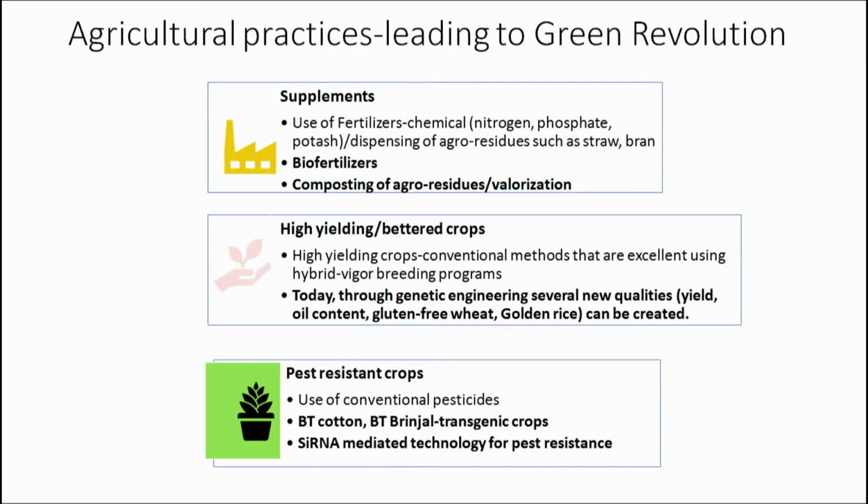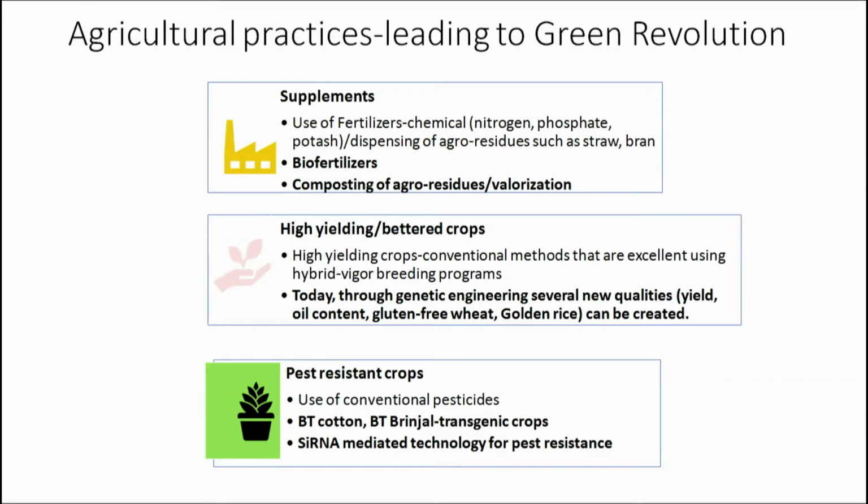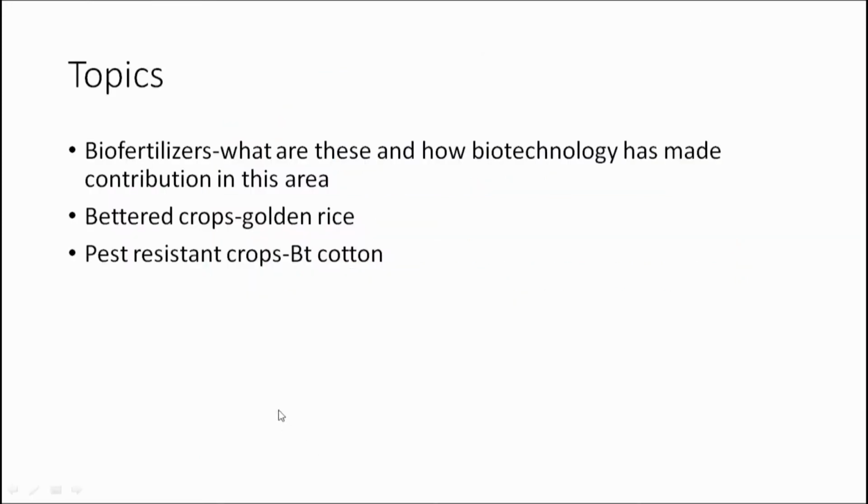So, this only gives you an overall idea as to where all biotechnology can be applied. But what we are going to do today is take specific examples and see how genetic engineering can be applied. In the next slide, I have listed these three topics. The first part is biofertilizers: what are these and how has biotechnology made a contribution in this area? The second topic, which I will cover in detail, is bettered crops, as I discussed with you, and the example we will consider is golden rice. The third example is the pest resistant crop, and here the example of BT cotton will be given to you.